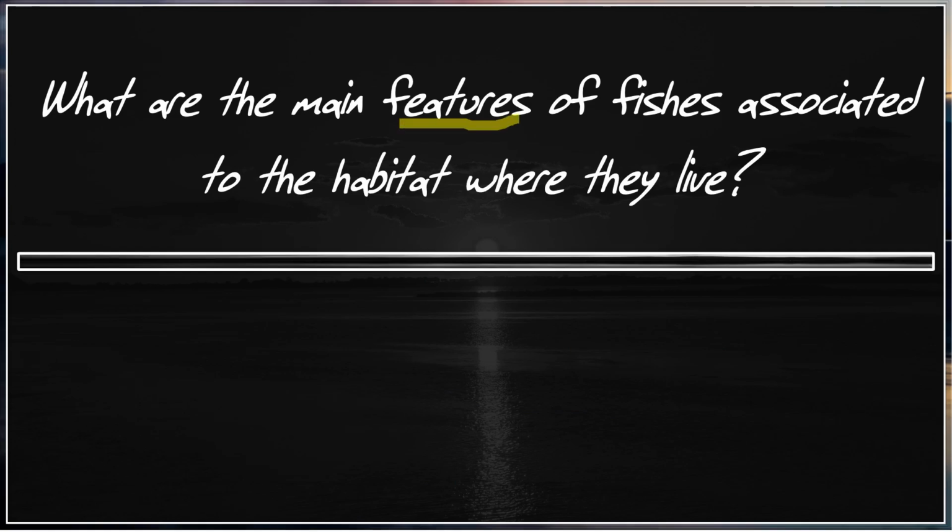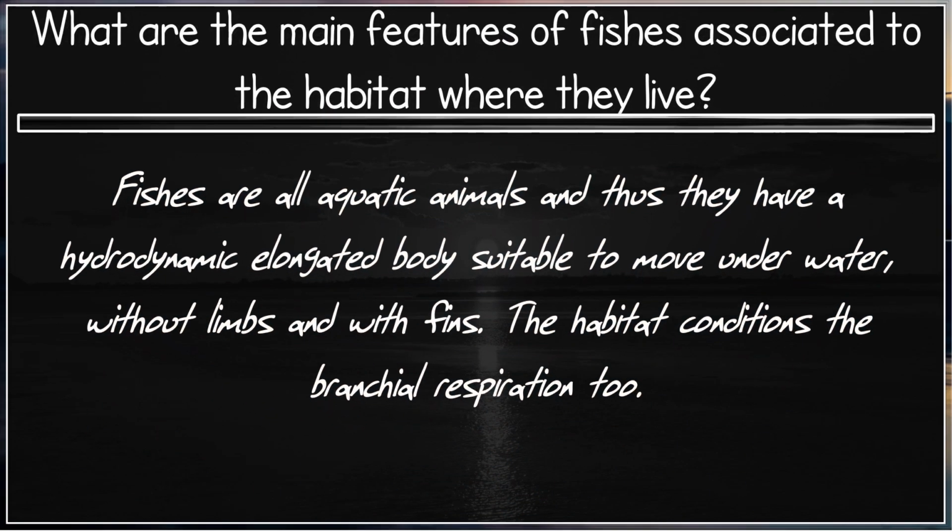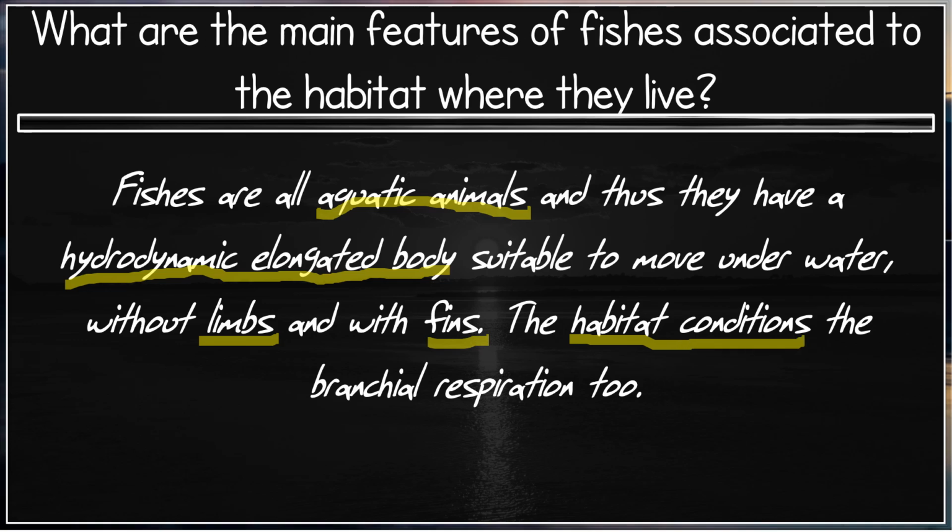What are the main features of fishes associated to the habitat where they live? Fish are aquatic animals, and thus they have hydrodynamic elongated body suited to move underwater, without limbs and with fins. The habitat conditions the branchial respiration too.